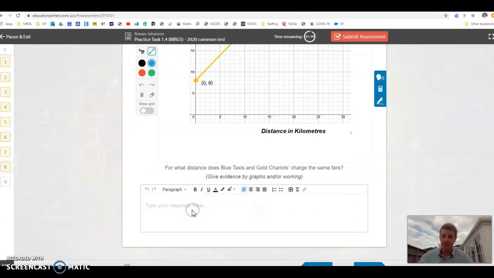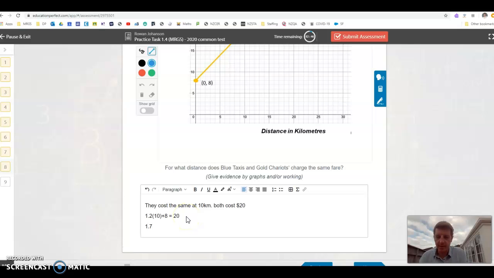So I can say here, it costs the same at 10 kilometers, both cost $20. And to prove it, I want to show that 1.2 times 10 plus 8 equals 20. So that's the gold taxi, 1.2 dollars per kilometer times 10 kilometers. The other one was 1.7 times 10 plus 3, which also equals 20. So I'm showing that both those equations, so that's gold taxi, this is blue taxi, both cost the same when x is 10.